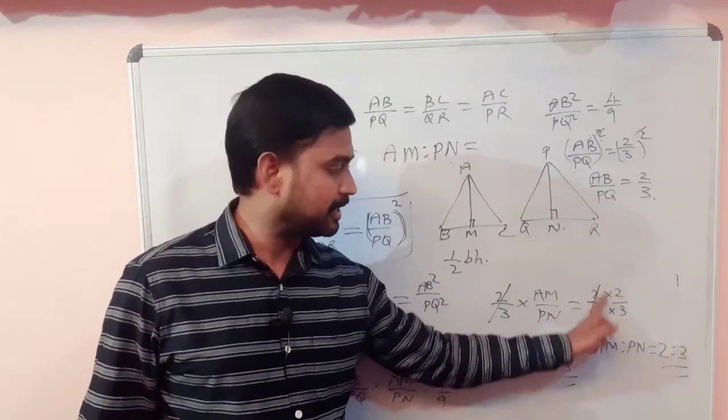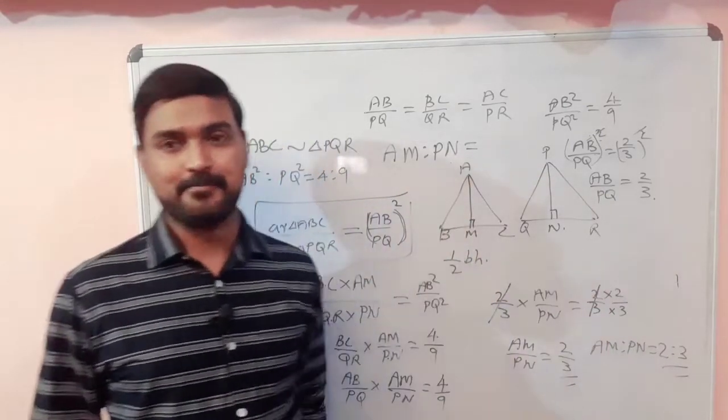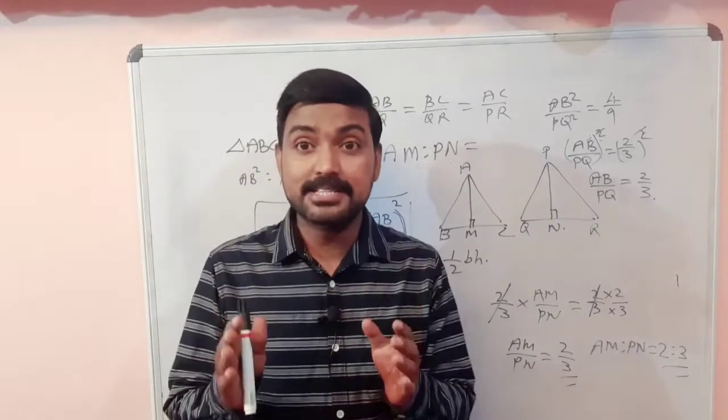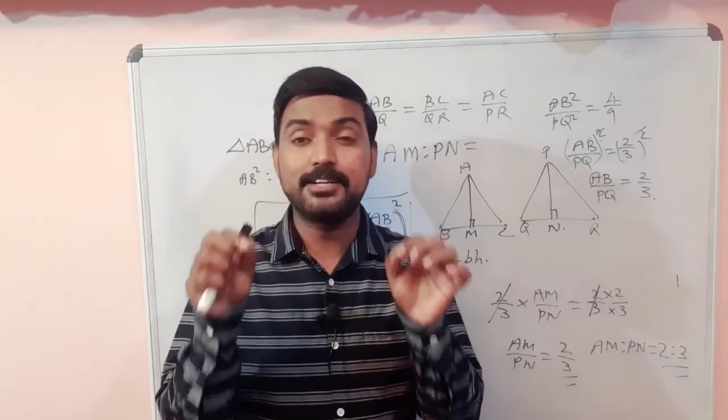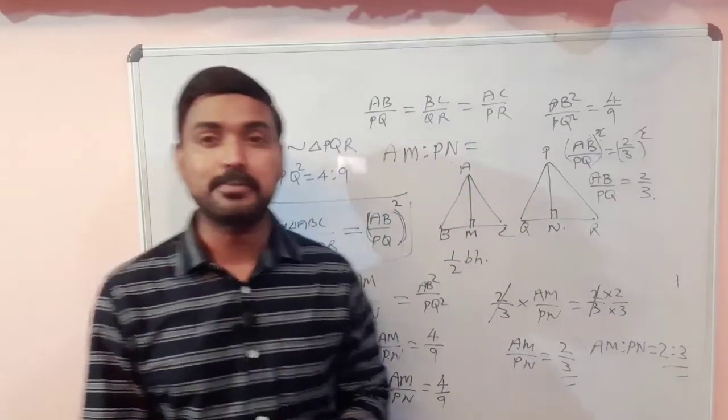So here one 2 by 3 is multiplying. Here also one 2 by 3 is multiplying. Both will be cancelled. So at last we got AM by PN is equal to 2 by 3. So the answer: AM is to PN, the altitudes ratio is 2 is to 3. This is the answer of question number 6.